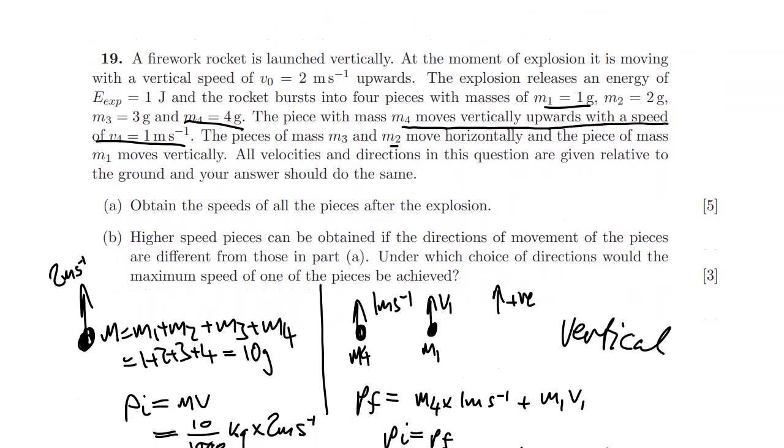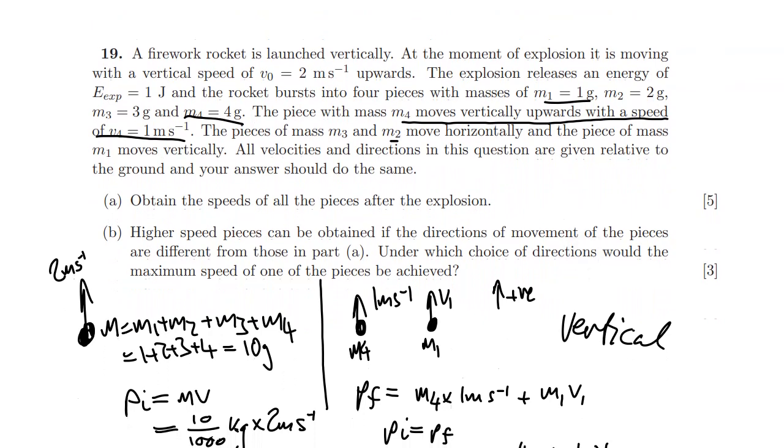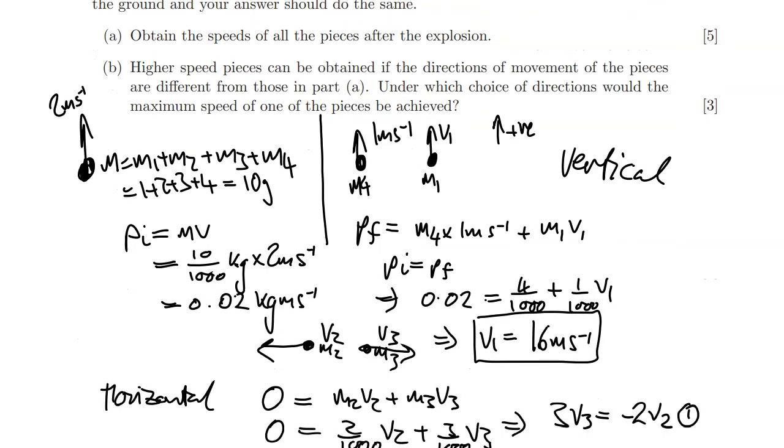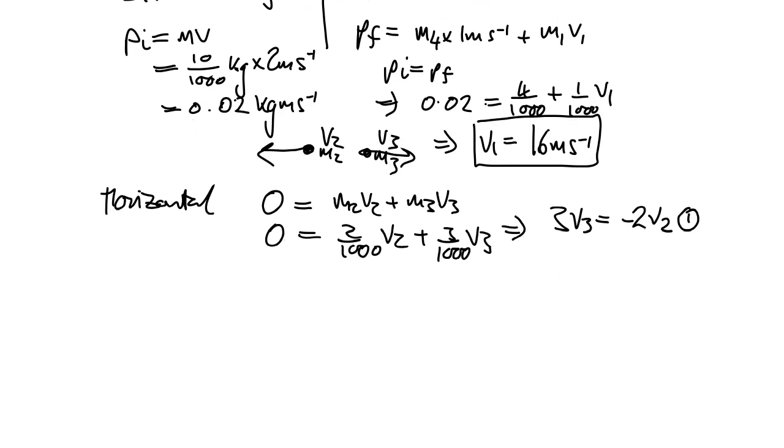Now, using conservation of energy, so using this other bit of data we're given in the question, we can formulate another equation so that we can find out what v2 and v3 are. So what do we have? Well, we have the kinetic energy before the collision, or rather the total energy before the collision must equal the total energy after the collision.